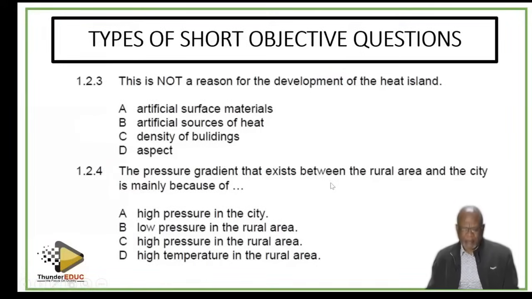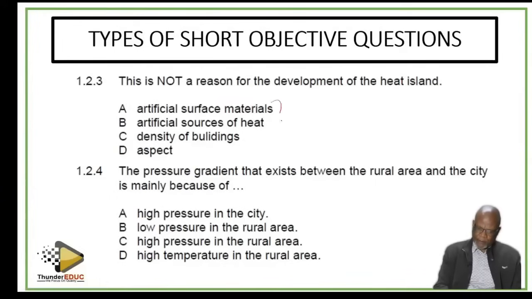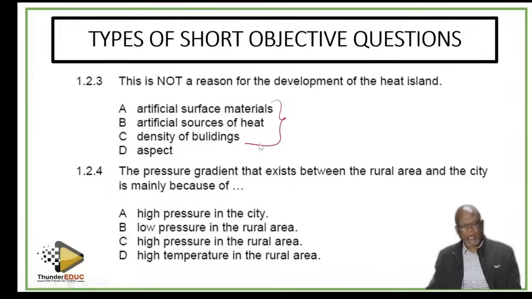It doesn't matter where the sun is coming from. Remember, slope aspect refers to the direction to which the slope is facing. So this is not a reason for the development of the heat island. It doesn't matter where the slope is facing. All these other factors favor the development of heat island. There's only one that does not favor the development of Urban Heat Island, which is the slope aspect.